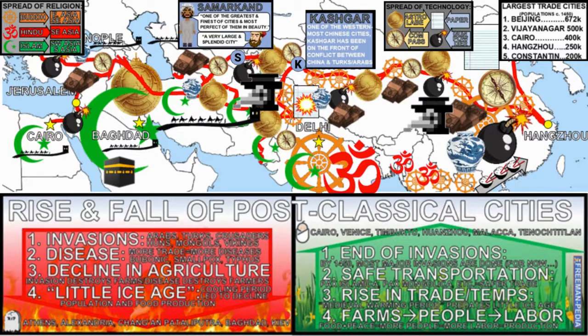So this map shows you how goods and culture traveled along the roads. Here's some feedback about Samarkand from Ibn Battuta and Marco Polo, who we'll learn about. They had some nice things to say about it. Kashgar, like I said, is one of the westernmost Chinese cities, and it continues to be a source of conflict even through this day. Not the city, but that region is what I'm talking about.